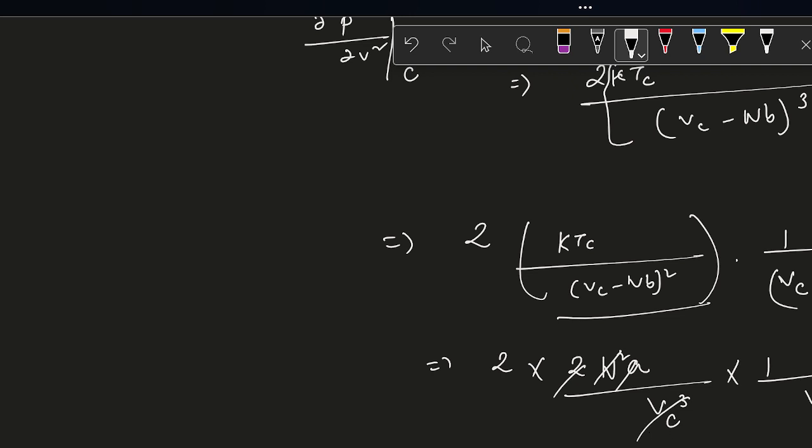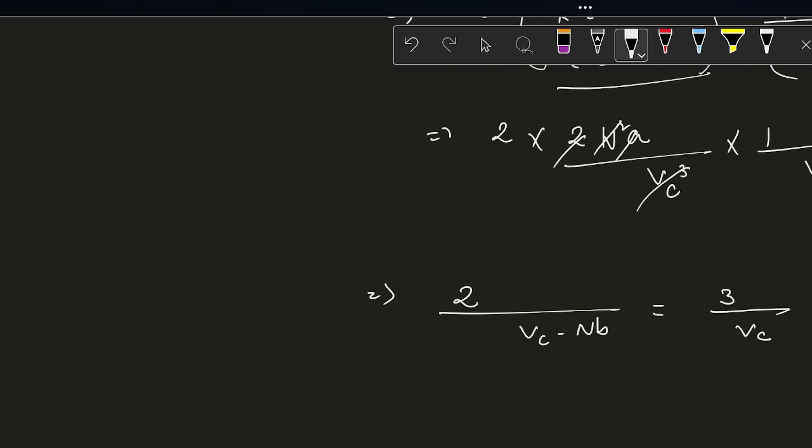So you get V 2 by Vc minus nb equal to 3 by Vc. Further simplifying, 2 Vc equal to 3 Vc minus 3 nb. So you get Vc equal to 3 nb. Just match it with the value I had written earlier, that the critical point volume is actually 3 nb. This I used in question number 2. So you can check that this value is your critical point volume already expressed.